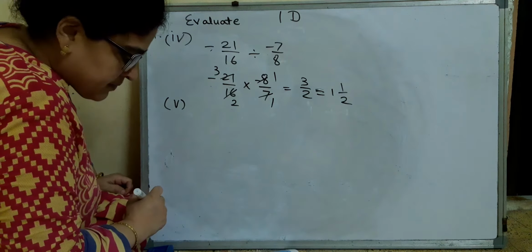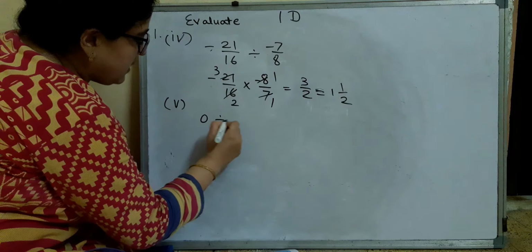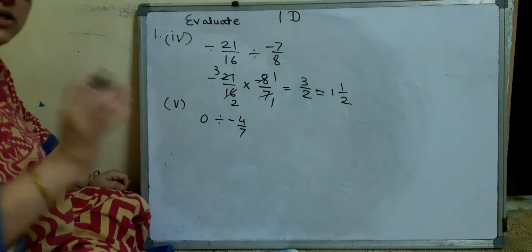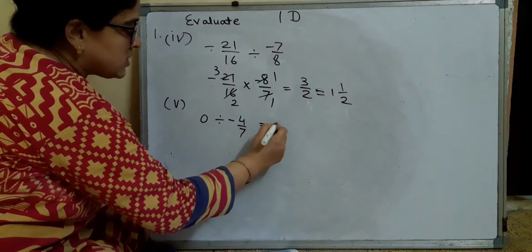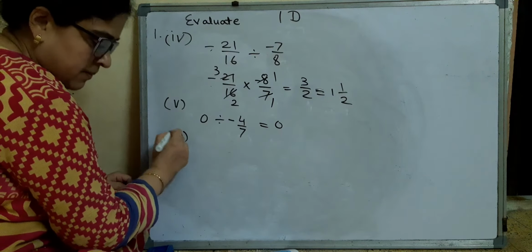Now fifth sum. 0 divided by minus 4 upon 7. Anything divided by 0 is always 0. The answer is 0. Now sixth sum.